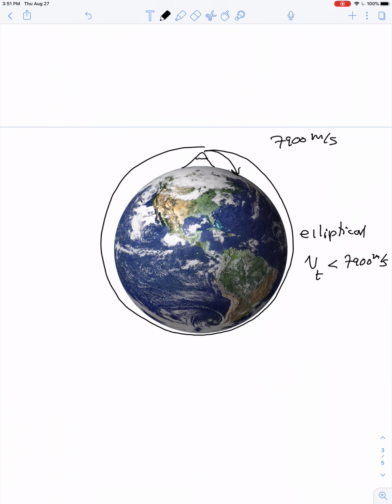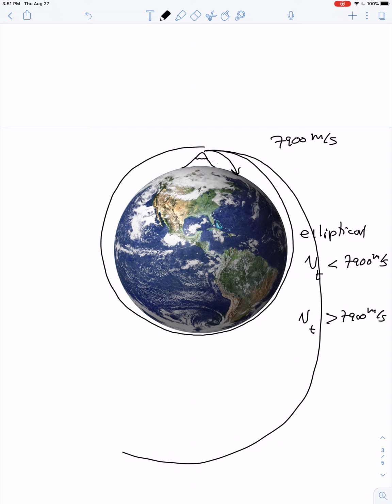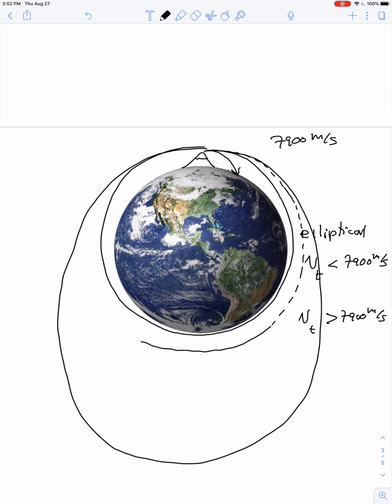And of course, you could have a case where the tangential speed is greater than 7,900 meters per second, and then you'd also have an ellipse, but an ellipse where it's far from the Earth on the opposite side and then comes back to the top of Newton's mountain. But if it's just right, if you have that Goldilocks speed, so to speak, of exactly 7,900 meters per second, then you can place an object in a circular orbit.